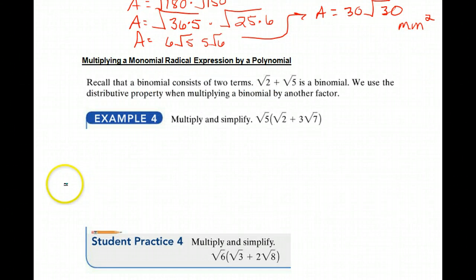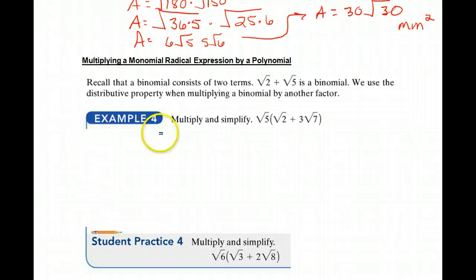We're now going to move on to the next topic, which is multiplying a monomial radical expression by a polynomial. So I do need you to remember that a binomial consists of two terms. So when you see the expression root 2 plus root 5, that's a binomial. You have two terms that are being added together.